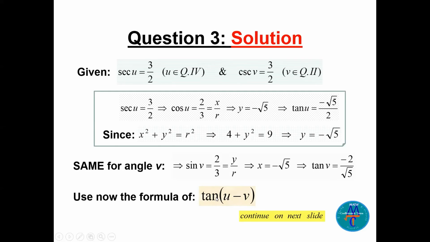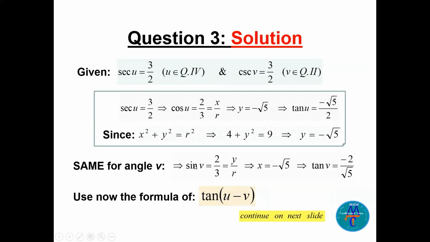Now, for the formula of tan of u minus v, we need tan of u, we need also tan of v. So we can work with the given here, secant of u, 3 over 2, so we can find the cosine of u, 2 over 3, which is x over r. From there, I can find y using x squared plus y squared is equal to r squared. Remember, minus for the y, because this is u in quadrant 4.